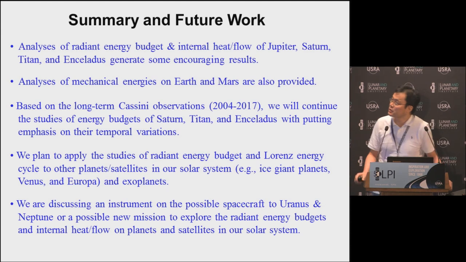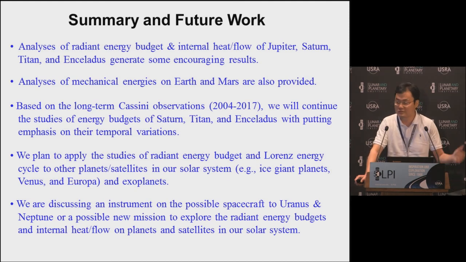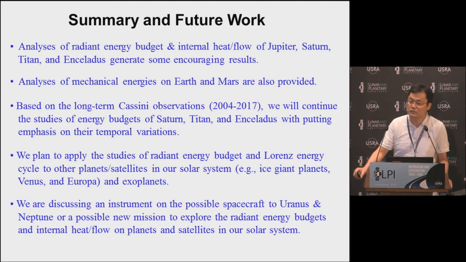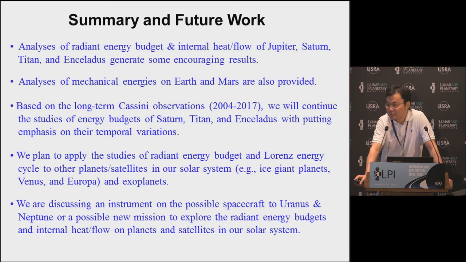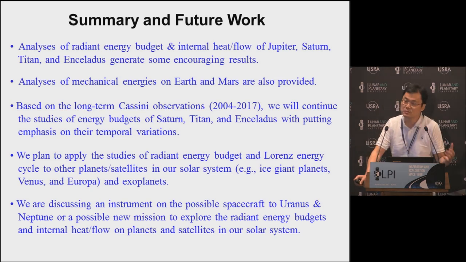Okay, here's the conclusion. I think we provide some recent studies for the radiant energy budgets, also the Lorentz energy cycle. So we hope we can apply the studies to other planets and satellites in our solar system. It's also possible to apply our studies to exoplanets. Also, we are discussing an instrument or maybe a possible mission to observe some planets and satellites in our solar system. The reason is because the current observations of some planets and satellites are not good for the studies of radiant energy budgets. So we think maybe we should develop a new instrument, a new mission to study the radiant energy budgets for some planets and satellites. I think that's it. Thank you.